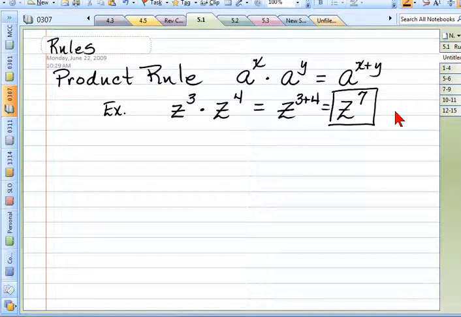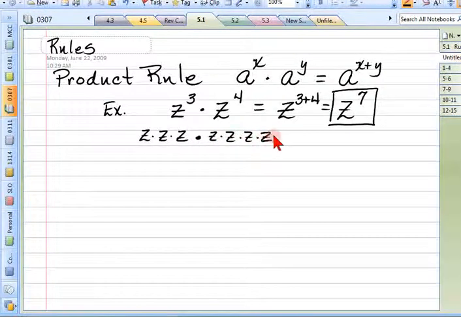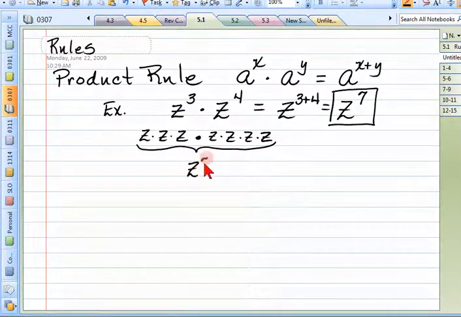Now, why does it work? Well, what does z to the third really mean? Doesn't it mean z times z times z? And z to the fourth is really z times z times z times z. And how many factors total of z do I have now? I have 7. So that's just trying to convince you that it makes sense as a rule. So when you multiply the same base, you add the exponents.